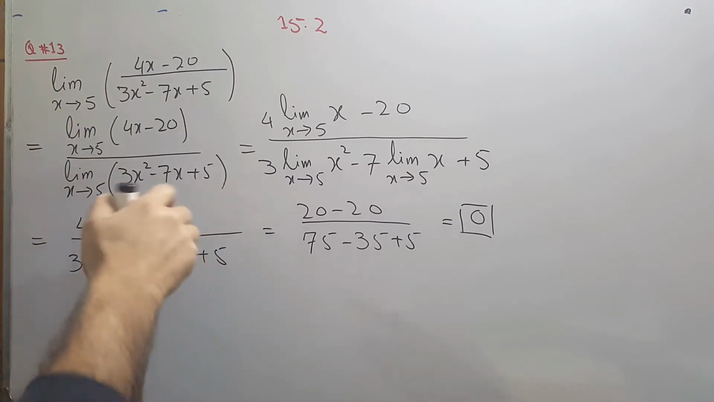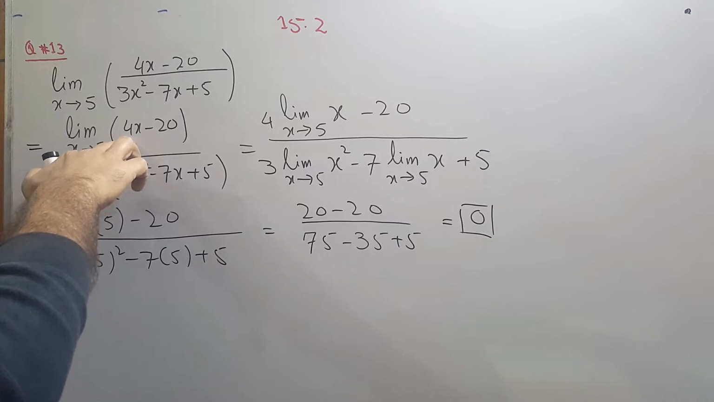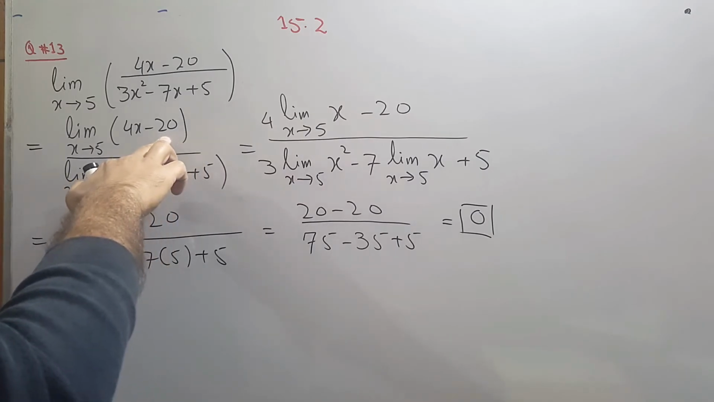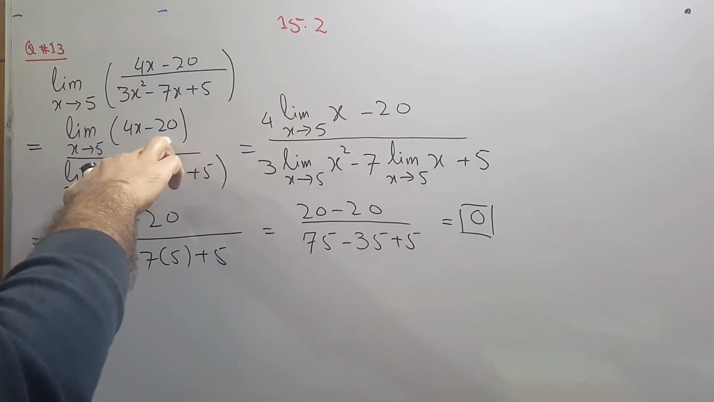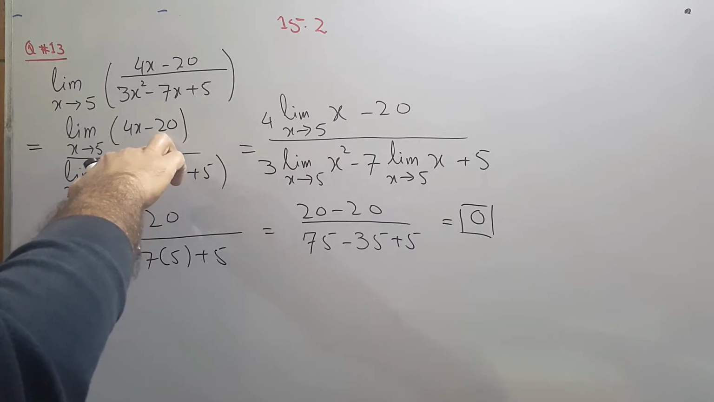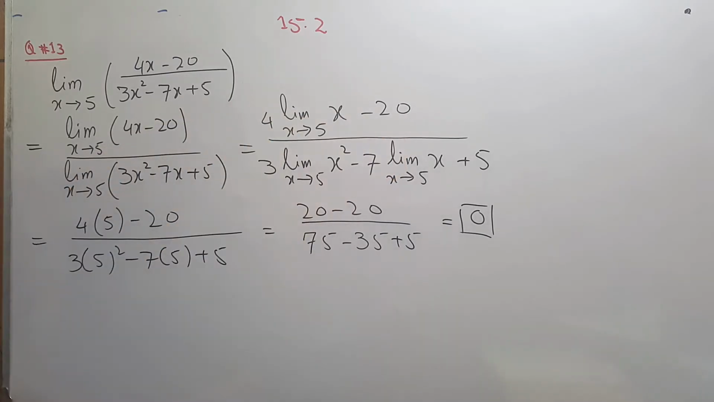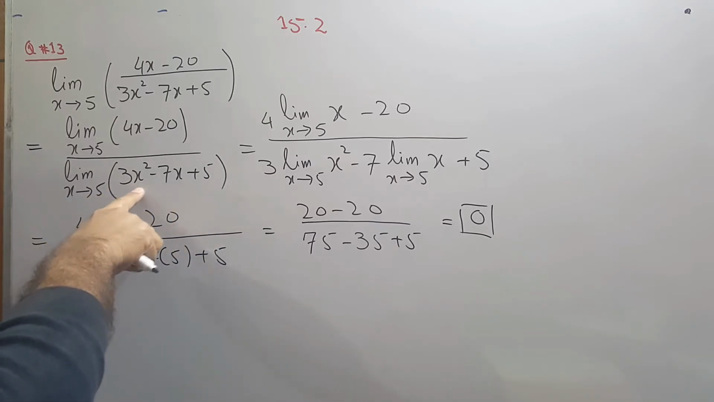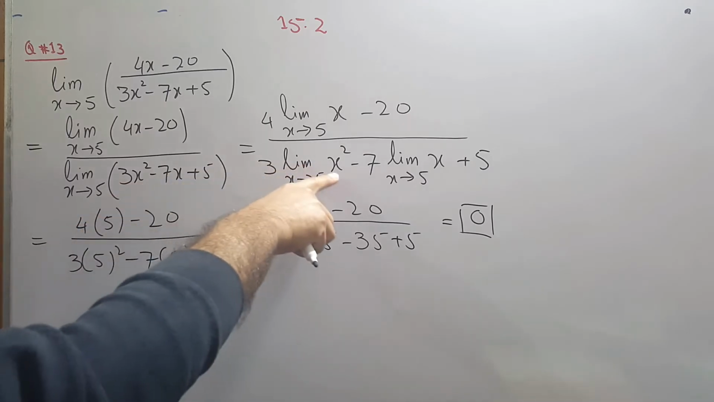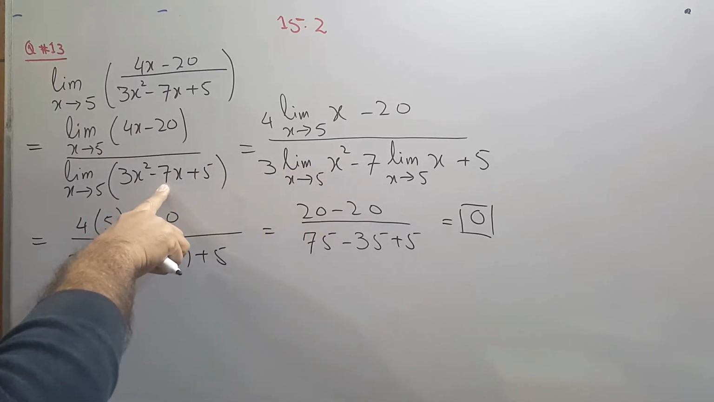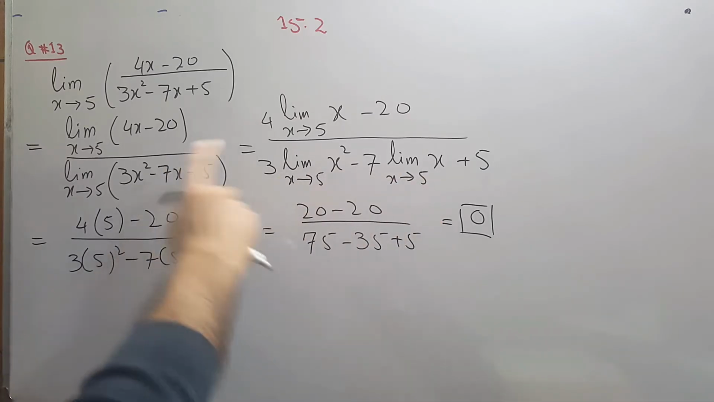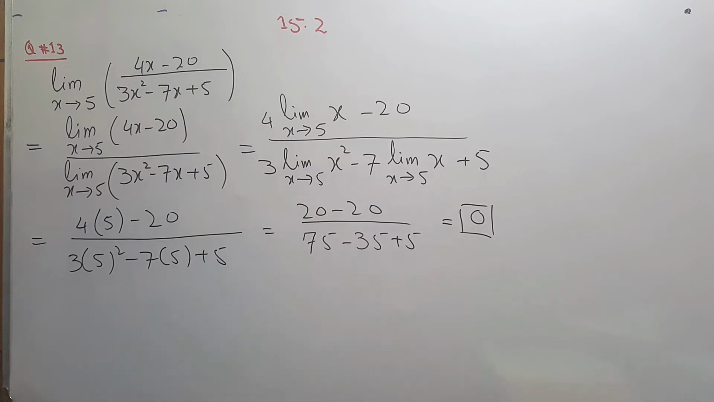Now again, we know the rules. 4 is a constant which is multiplying x, so we take out the 4 and apply the limit on the x. And minus 20, since it's a constant, I do not want to apply the limit on it, and just write it down by the property of the limit as 20. Similarly, you can apply on the denominator: that is 3x square. We take out 3 and apply the limit on the x square. From minus 7x, we take out 7 and apply the limit on x. And since 5 is a constant, we just write down the constant, because the limit of a constant number is the exact same constant, right?